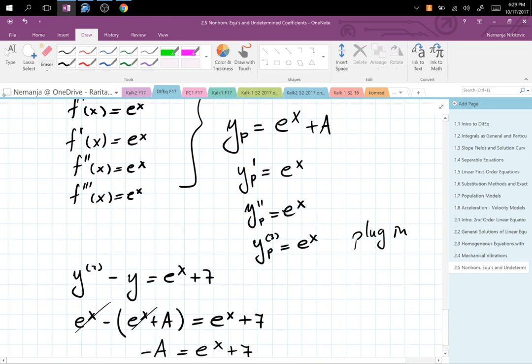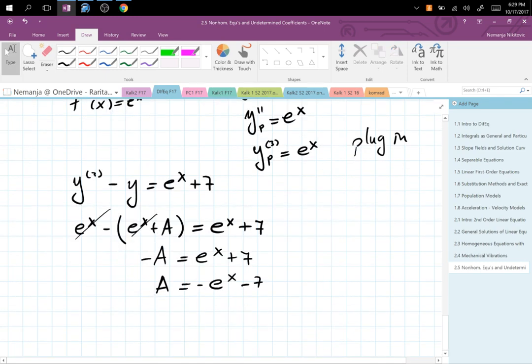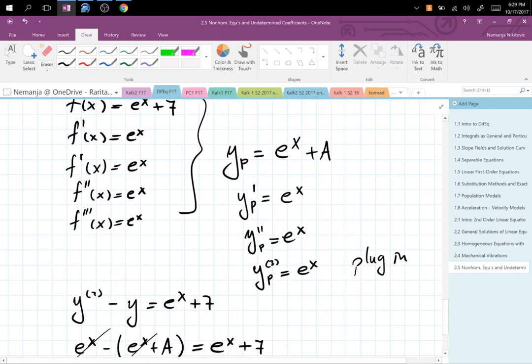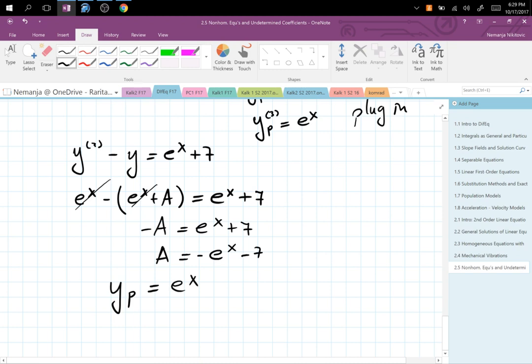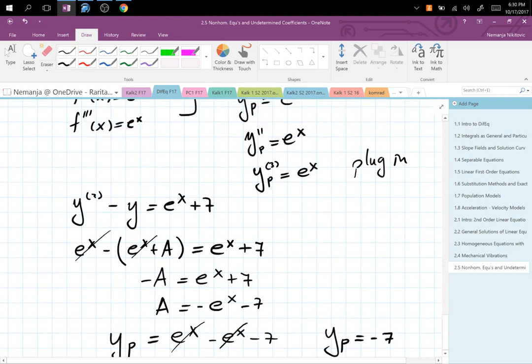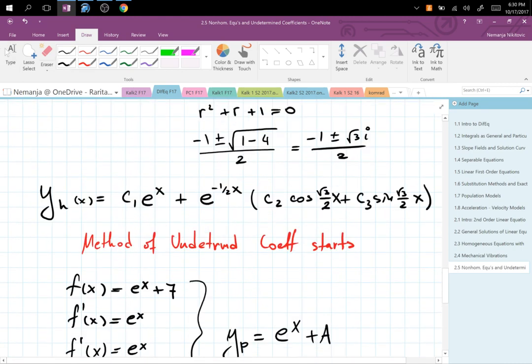And then plug that into yp, which is e to the x plus a. They cancel, and you get yp is negative 7. And there you go.